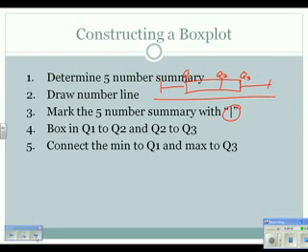Then we draw lines from Q3 out to the maximum and from Q1 out to the minimum. And so that's how you draw a box plot. Some books even call it a box and whisker plot because you've got the box and then you've got the little whiskers coming out. And so that's your standard box plot. You don't actually have to label the minimum, Q1, Q2, Q3, and the maximum, but where you put those marks will be corresponding to where the minimum is and where the Q1, Q2, Q3 are. We'll do an actual example in a minute.